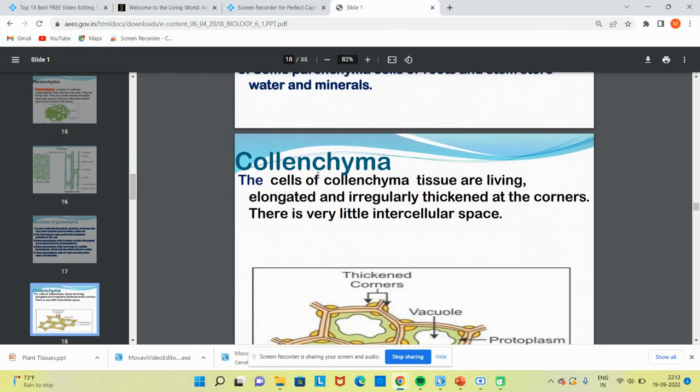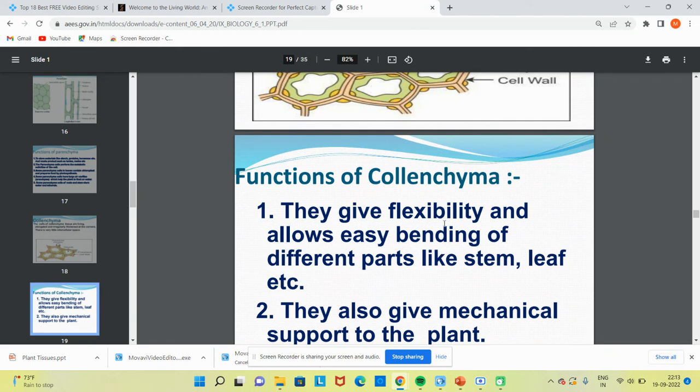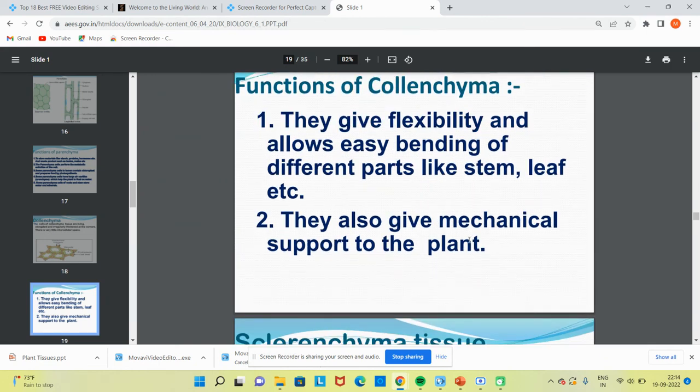So the cells of the collenchyma tissues are living, elongated, and irregularly thickened at the corner. So there are very little intercellular spaces. So when we compare the parenchyma with collenchyma, collenchyma cells are thick-walled and living ones, and they are irregularly thickened at the corners and with little intercellular spaces. So the main functions of the collenchyma are, they give flexibility and allow easy bending of the different parts of the stem, leaf, etc. And they also give mechanical support to the plant.